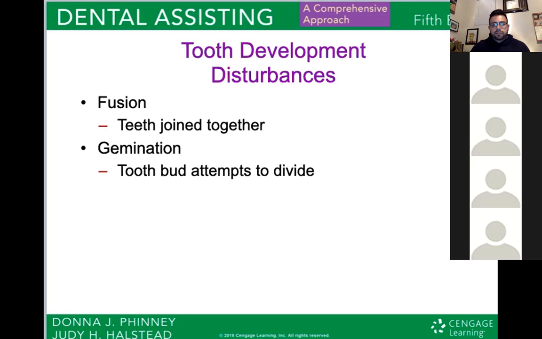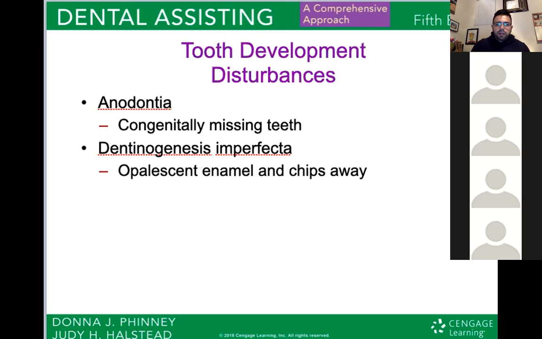Is opalescent like transparent? Kind of. Because of the way the enamel is, it kind of looks almost like a pearlescent type, but it's very chalky, and it's usually pretty brittle and chips away. Oh, okay. Yeah.